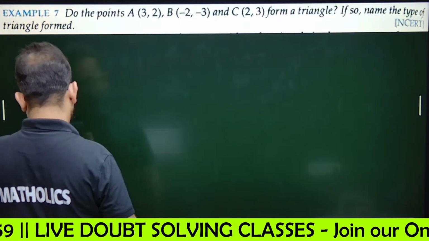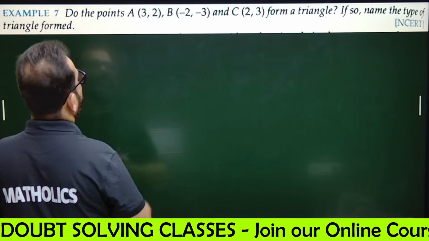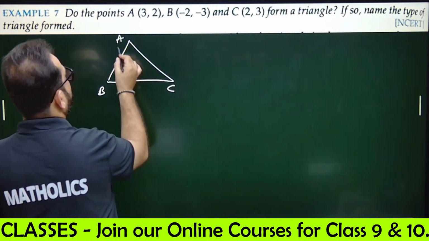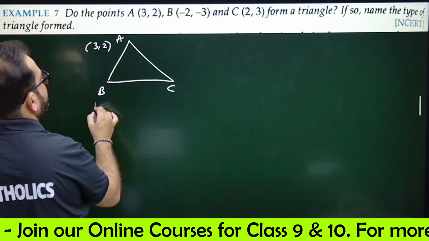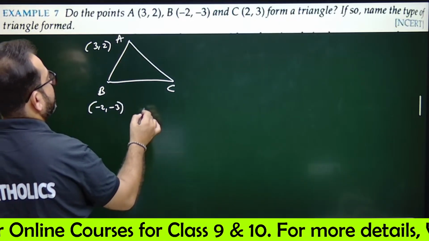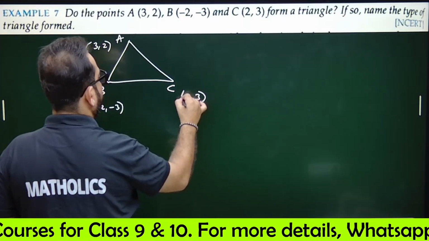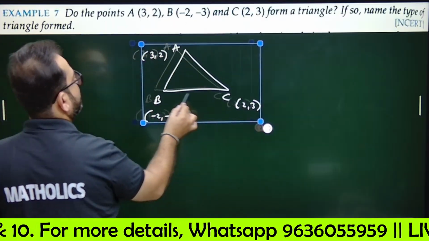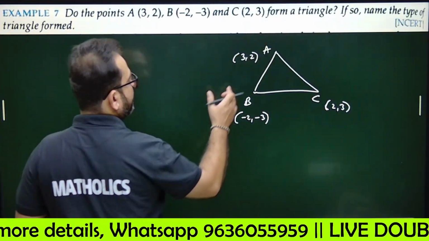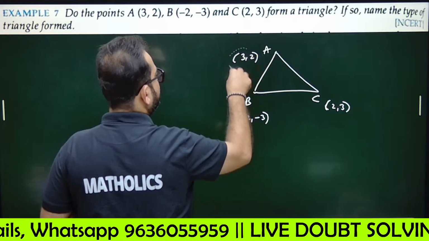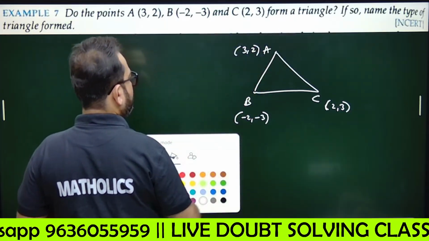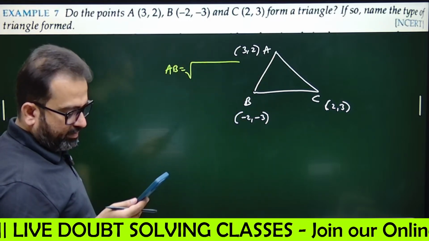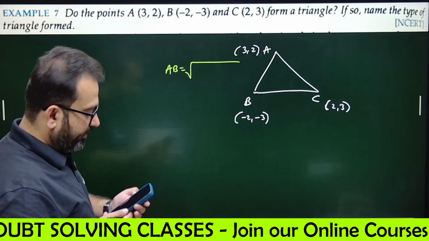Okay. So do the points form a triangle? Let's say this forms a triangle. Let's say this is A, this is B, this is C. What are the coordinates of A? These are 3, 2. What is B? It's -2, -3. And what is C? It is 2, 3. Now how to check? We'll find AB. If you are set to find AB, how will you find? Directly, what to write for AB? Can anyone tell me?